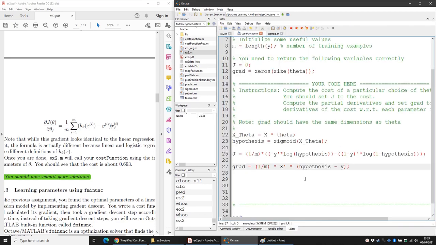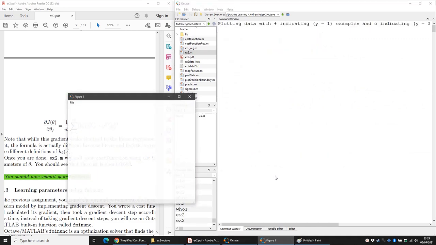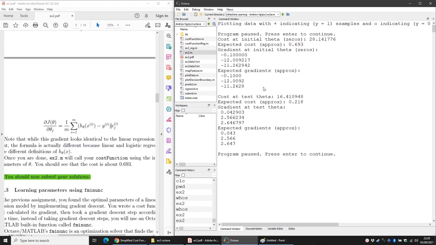Okay, one mistake that you made was you skipped the parentheses here, which is why you got an error. I will recreate the error. So even though you have no syntax error, you will not be able to get the correct answer. So 28.14 and expected cost is 0.693. 16.41, expected cost is 0.218.